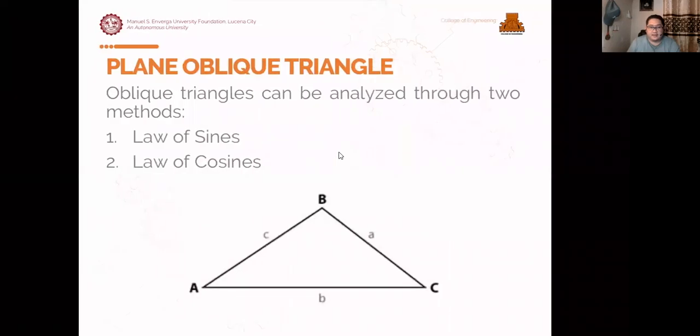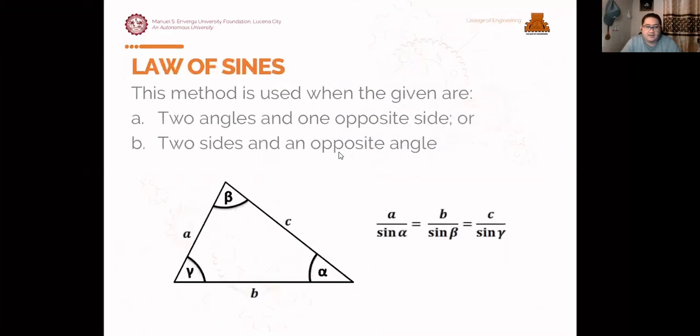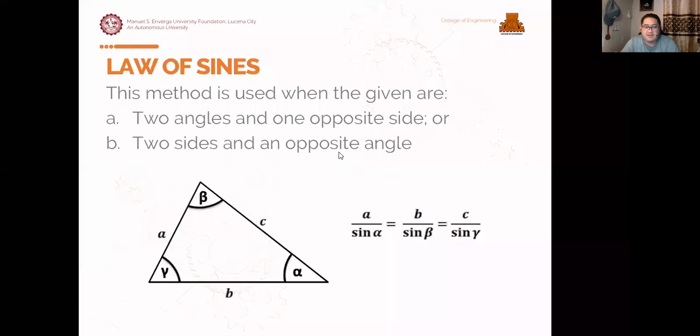And then, punta tayo ngayon sa oblique triangle. So, once we are talking about oblique triangle, we are now focusing on another set of solution or equation. Tawag natin law of sines at law of cosines. So, ano yung mga yan? Si law of sines, pwede mo siyang gamitin if yung oblique triangle mo is either, letter A, meron tayong two angles and one opposite side. And letter B, two sides and opposite angle. Ano ibig sabihin ng two angles and one opposite side?